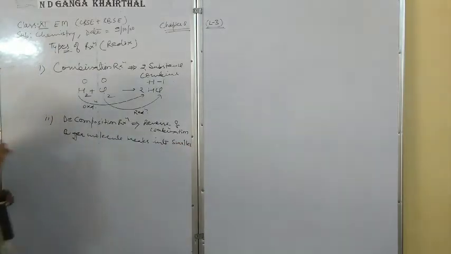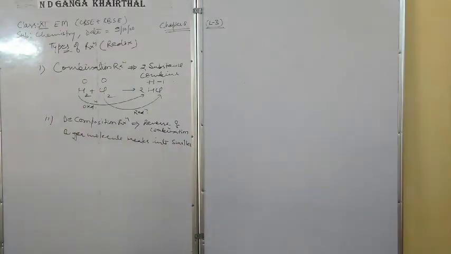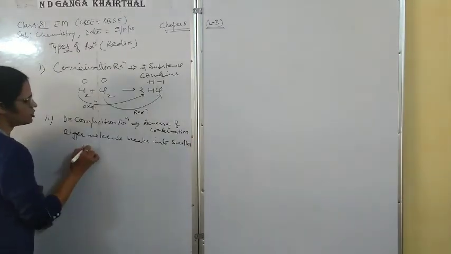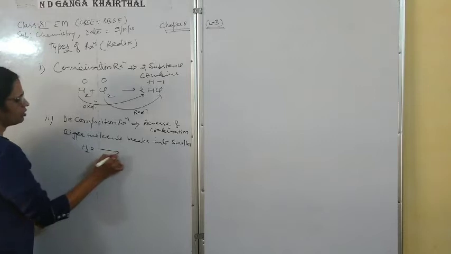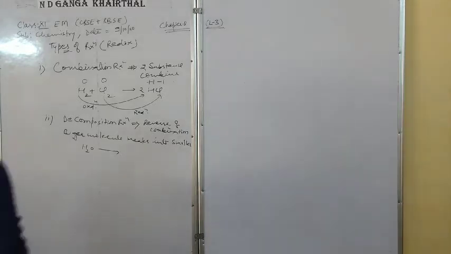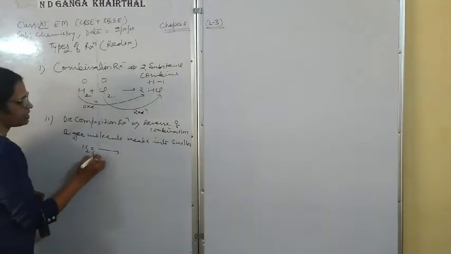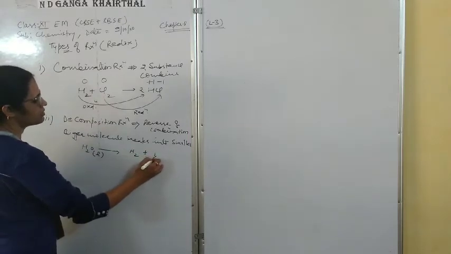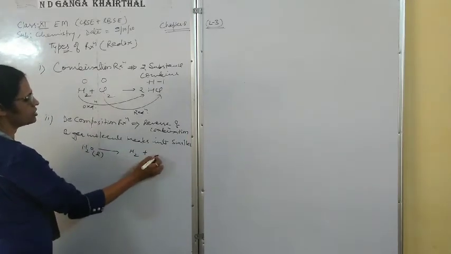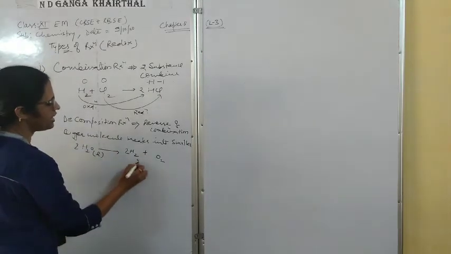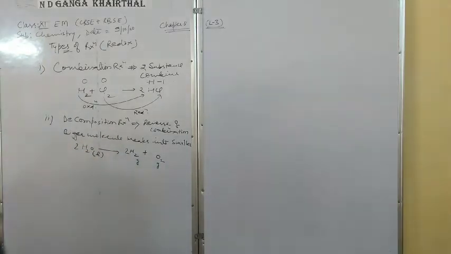For example, we can say H2O. This H2O is broken into smaller ones. It's a liquid and it will form hydrogen plus oxygen. We can say it like this. So it's a gas and it's a gas. Clear?